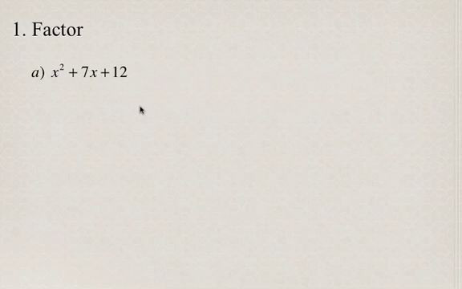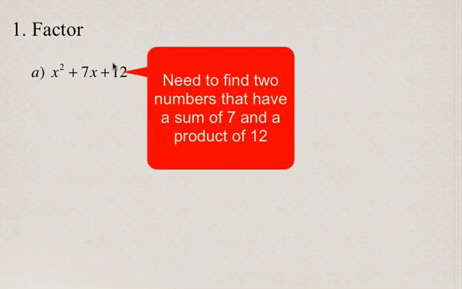So what we're going to do here is we're looking for two numbers, and the numbers have to have a sum of 7 and a product of 12. And remember that sum means we're going to add the two numbers. So we're looking for two numbers that add up to 7 and multiply, because product is an answer to a multiplication question, and have a product of 12, or multiply to be 12.